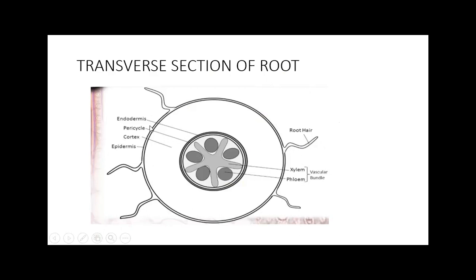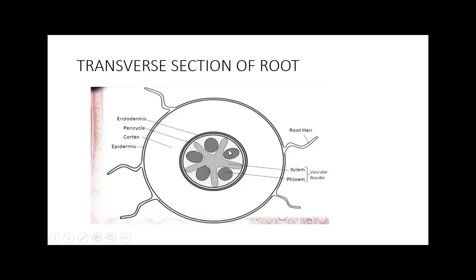Now, the first layer is the epidermis. The epidermis is the outermost layer, and these root hair are actually the extension of the epidermis. The next portion is called the cortex, and the cortex contains some kind of cells, and the next portion is called the endodermis, and the very next portion is called the pericycle.